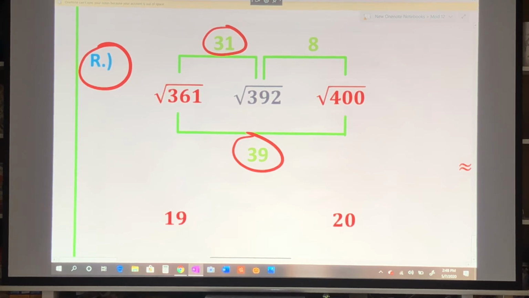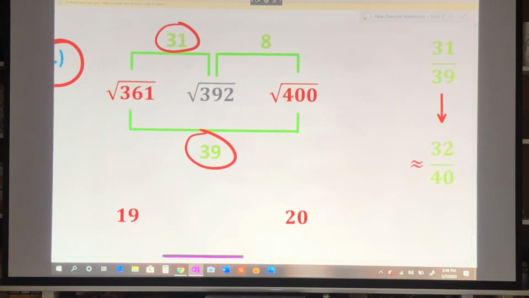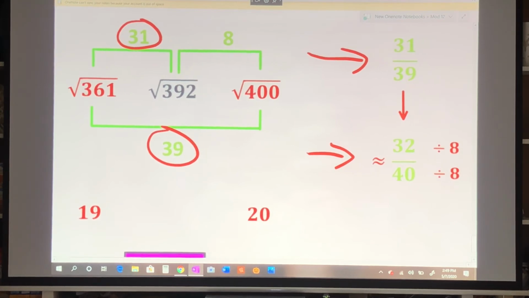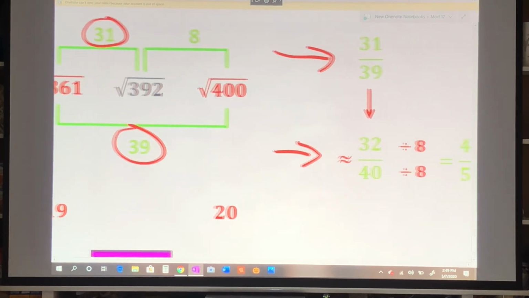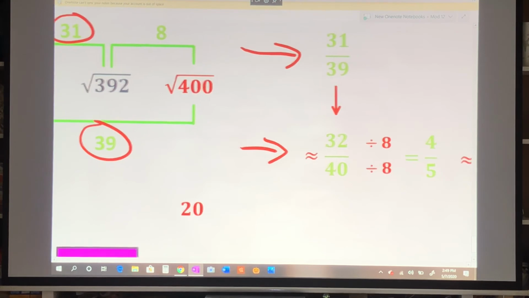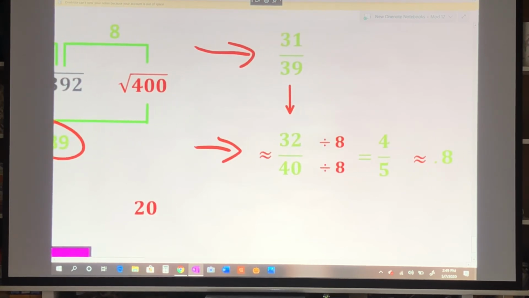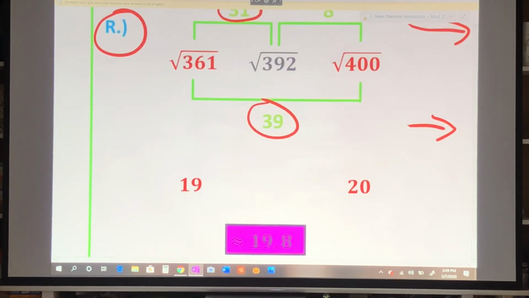Well, you know what that's close to? Add 1 to each one, since I don't have to be super accurate. I can say it's about 31/39. It's about 32/40. And I can just get a guesstimate from there and see if it works for me. Okay, if I reduce that fraction, 32 over 40, divide them both by 8, I'm going to get 4/5. 4 divided by 5 is 0.8. Okay, so I'm going to say it's going to be around 19.8.